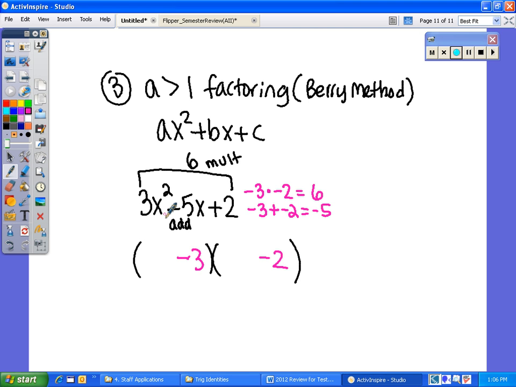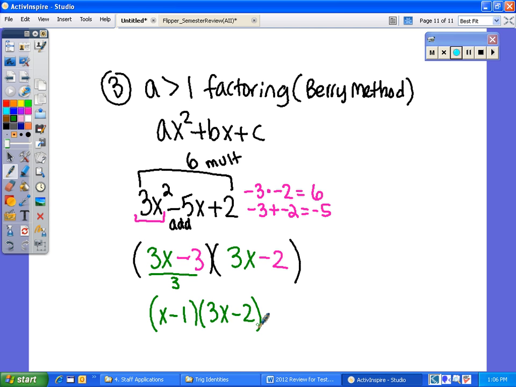The Berry method says just take this piece that's in the front without the square and input it in the front. So now you're left with one factor that can be reduced and one factor that must stay the same. This can be reduced and be divided by 3. So my final answer for factoring will be x minus 1 and 3x minus 2.